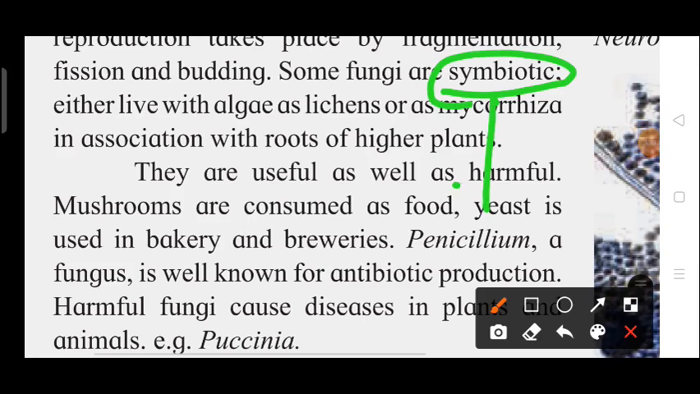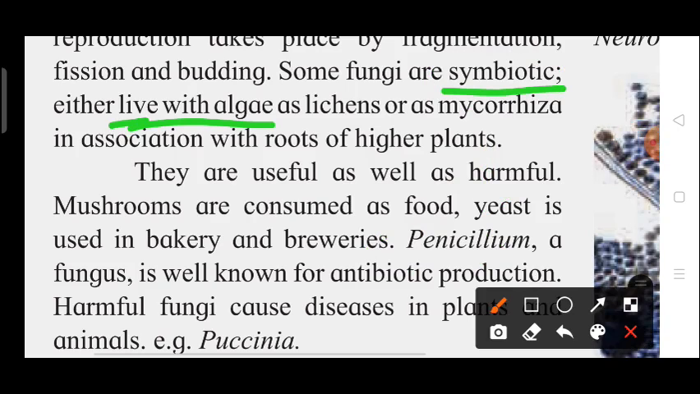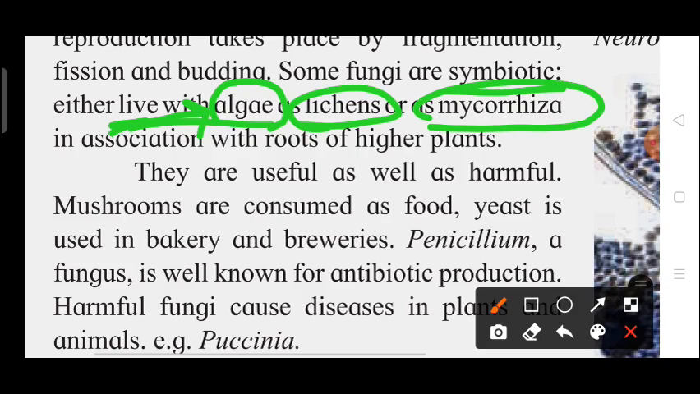Fungi show symbiotic relationships. Symbiotic relationship means the fungus depends on another organism, and this type of relationship provides benefit to each other. Then this relationship is called a symbiotic relationship. They may live with algae as lichen, or as mycorrhiza in association with the roots of plants.